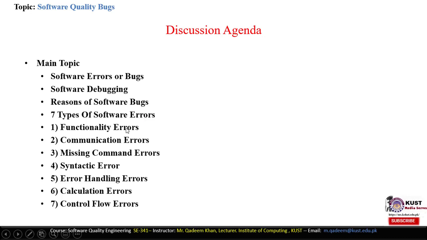The first one is called functionality errors. The second is communication errors. The third is missing command errors. The fourth is syntactic errors. The fifth is error handling errors. The sixth is calculation errors, and the seventh is control flow errors. Now we will discuss each of them in detail and also provide easy examples to identify certain errors in software systems.